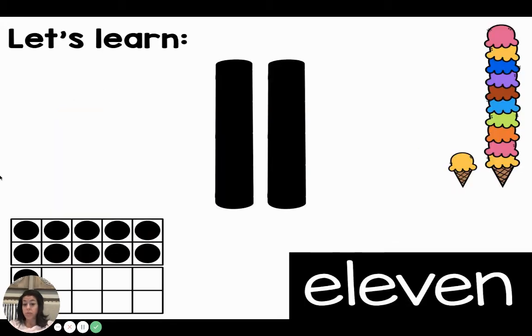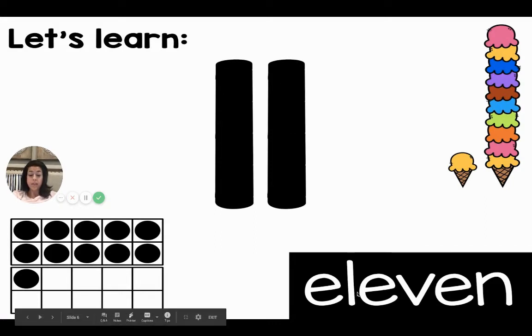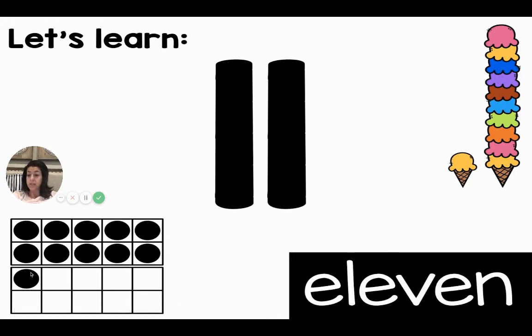So let's talk about the number 11. The number 11 is a two-digit number. We have two ones that put 11 together. The 11 is in standard form. Down here, 11 is in word form. When you look at our 10 frame, we have one entire 10 filled and one more 1. That represents 11. Here, we have an entire 10 scooped ice cream and one more. That makes 11.